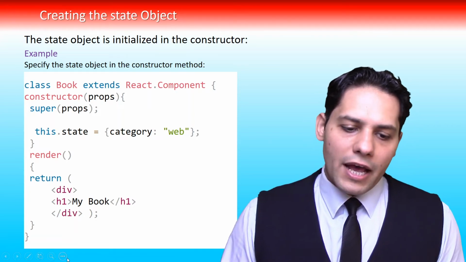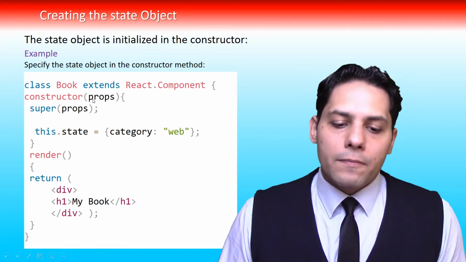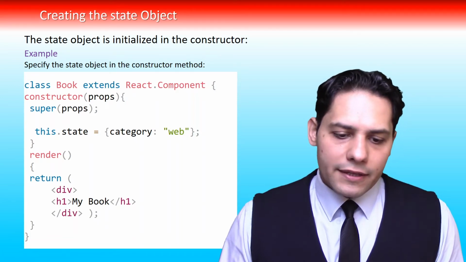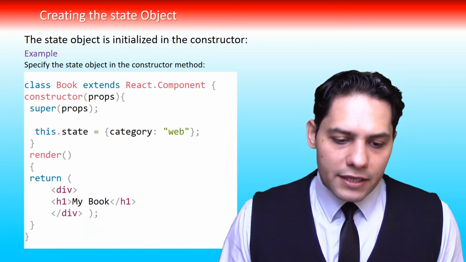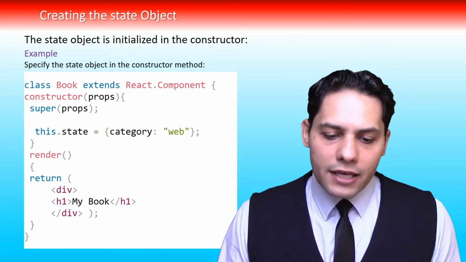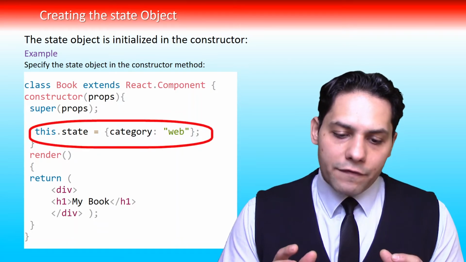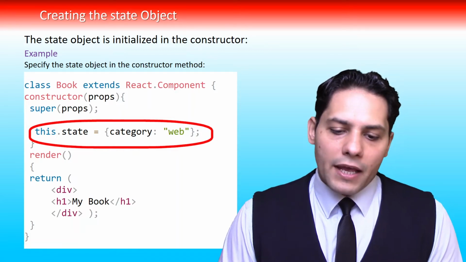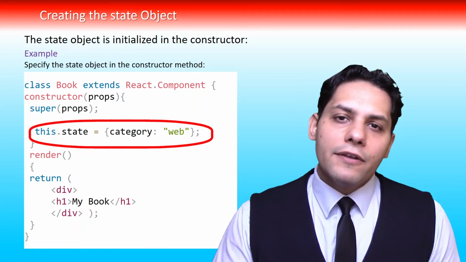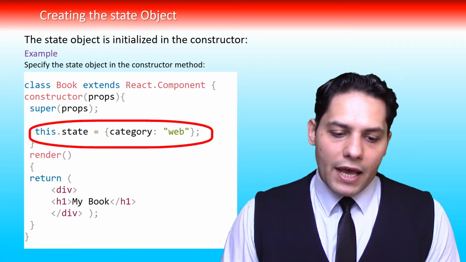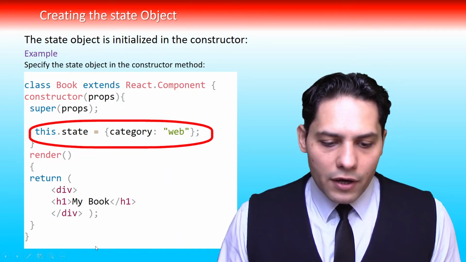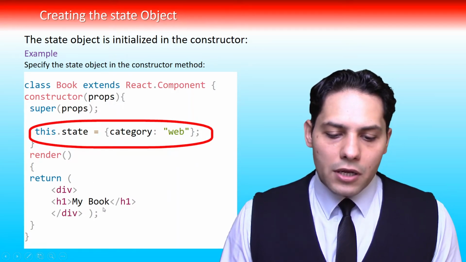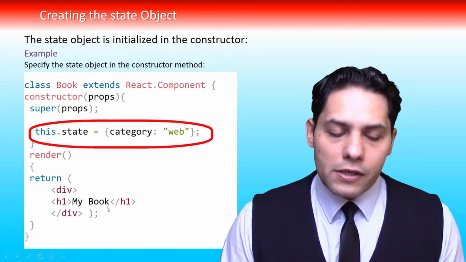First of all, we have constructor props and super for initializing the property values, and with this syntax, this.state, we have defined a property, category here, and we gave a value to it, web. Now we have a render function, and this simple Book component will return My Book inside an h1 tag.